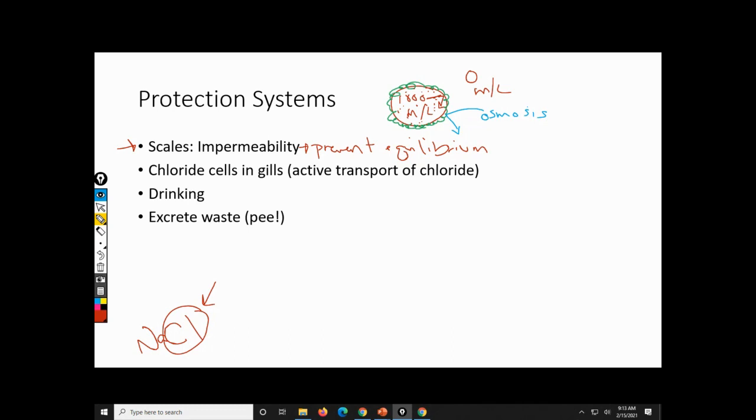So if I'm a fish, a happy fish, living in fresh water, is my body more saline or less saline than the area around me? More saline, right? So do I need to keep salt or get rid of salt? I need to keep salt, right?